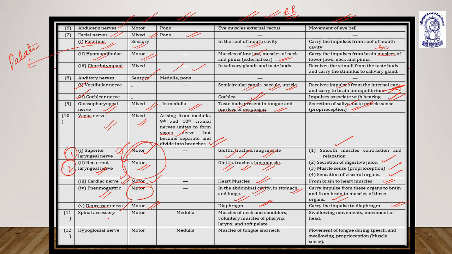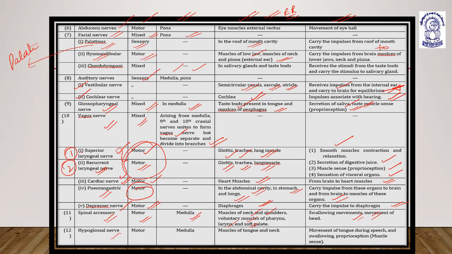Then the 11th cranial nerve is the spinal accessory, which is motor and originates from the medulla. It supplies the muscles of the neck, shoulder, and voluntary muscles of the pharynx, larynx, and soft palate. It helps in swallowing movements and movement of the head.